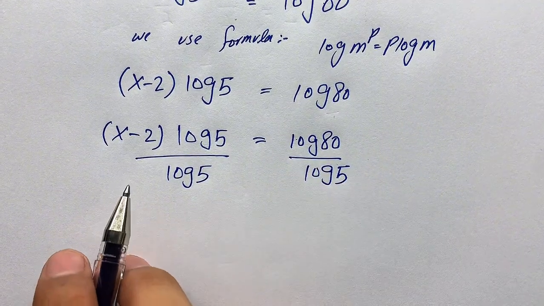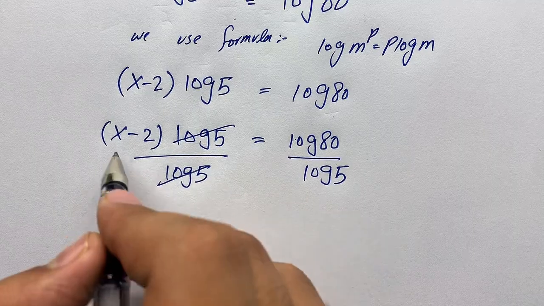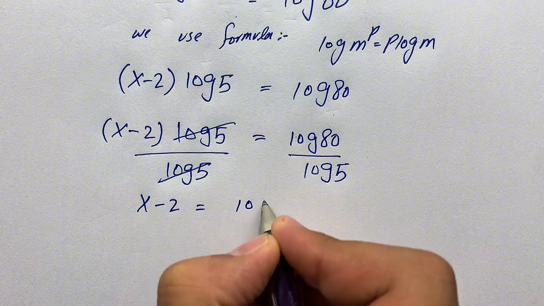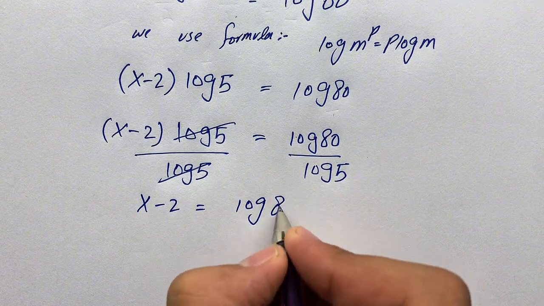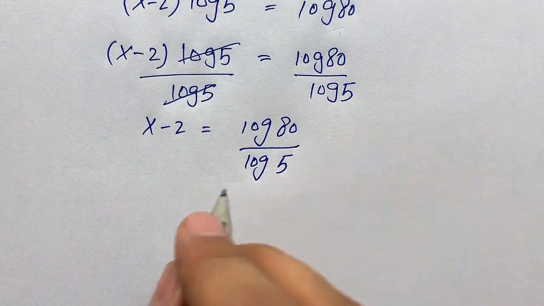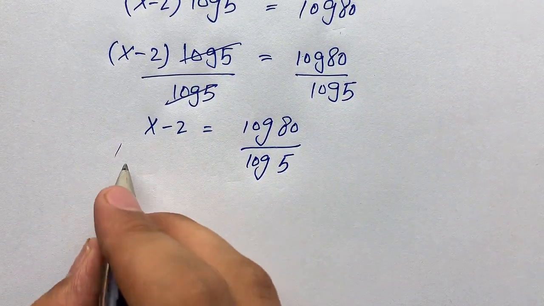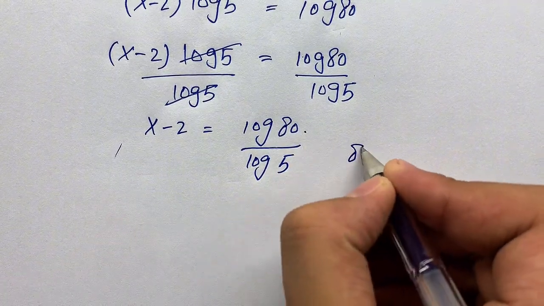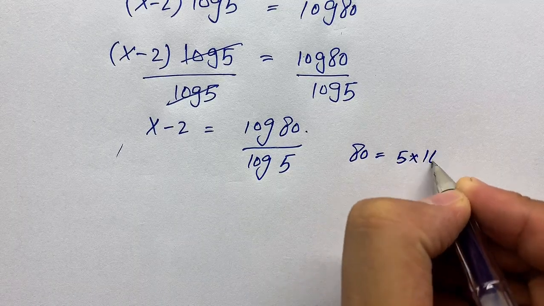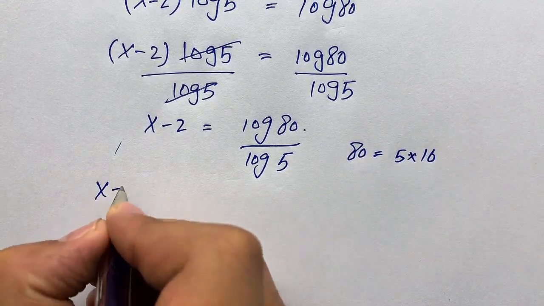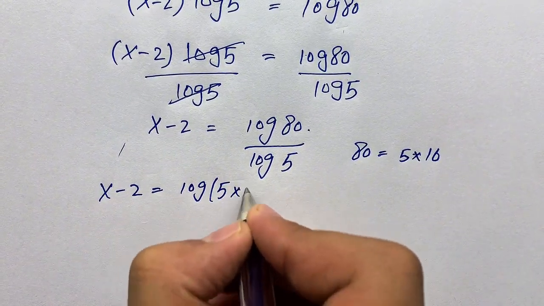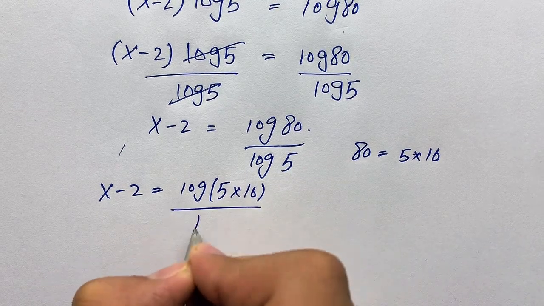After dividing both sides, this cancels with this, and x minus 2 remains. We get x minus 2 is equal to log of 80 divided by log of 5. Now we are solving 80. As we know, 80 is equal to 5 multiplied by 16. We use x minus 2 is equal to log of 5 multiplied by 16 divided by log of 5.